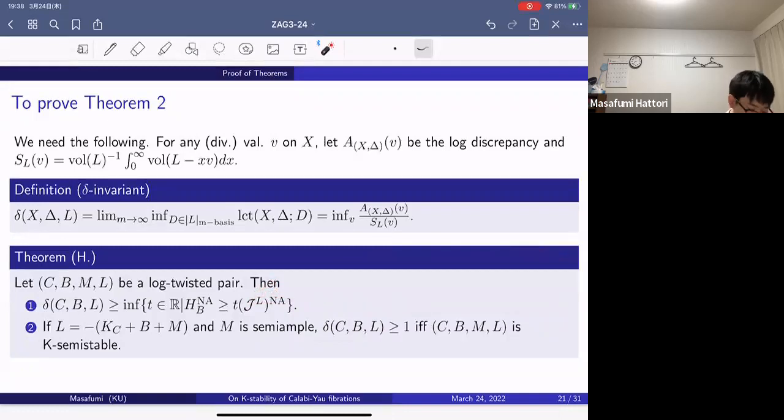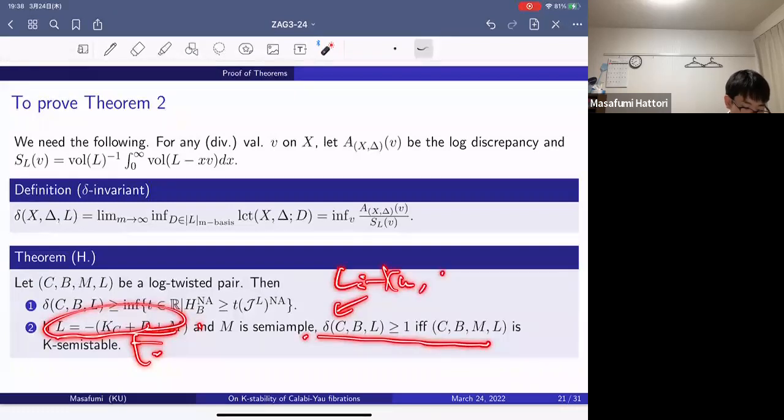And so if L equals minus K_C plus B plus M, and M is semi-ample, the delta invariant is bigger than or equal to 1 if (C, B, M, L) is K-semistable. So this means that log twist is finite. And so this theorem is proved by Ratio, Fujita, and Brown-Lear.